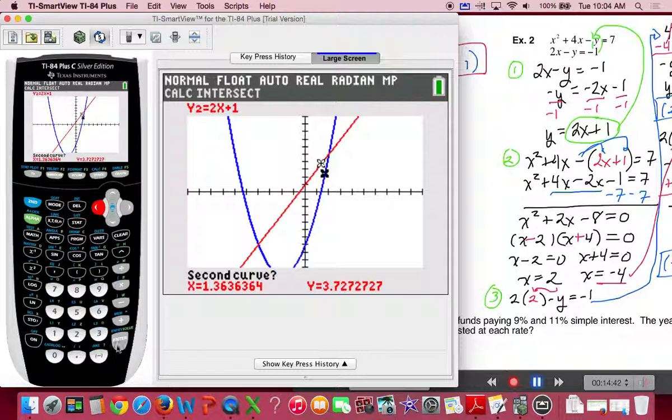And then I'll hit enter for, yeah, that's the second curve. And then guess, yes, I want it to guess, so hit enter again. And so isn't that one of our answers we came up with, 2, 5?